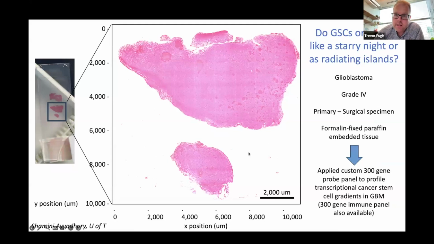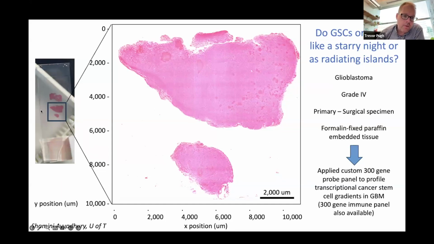So that took us to the question, where do the GSCs live? Are they like a starry night and they're all spinning out all these bulk tumors? Or are they like islands that radiate out a gradient of cells? So this is where we wanted to take the work that we've done in droplet-based sequencing and then apply that understanding to interpretation of spatial data.